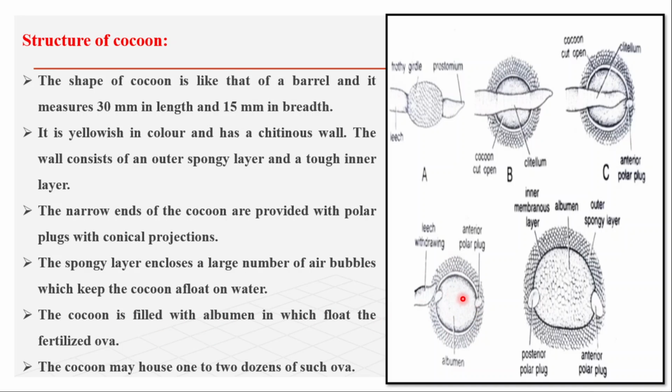The cocoon is filled with albumin. Inside the cocoon, the matured ovum are present along with the albumin, which is secreted by the glands present in the clitellar region. This albumin helps in nourishment of the fertilized eggs till the time of emergence or hatching of the juvenile. The cocoon may house 1 to 2 dozens of such ova. A single cocoon may contain 1 to 2 dozens, that is 12 to 24 embryos or mature fertilized eggs, inside it.